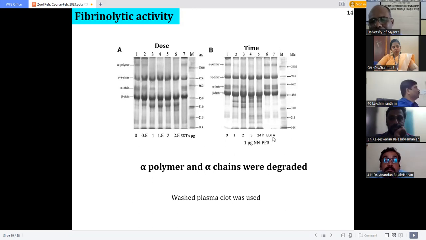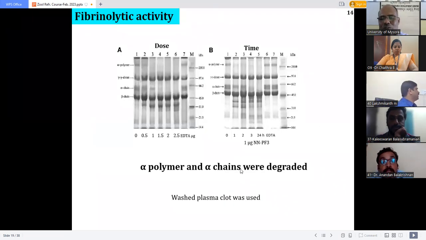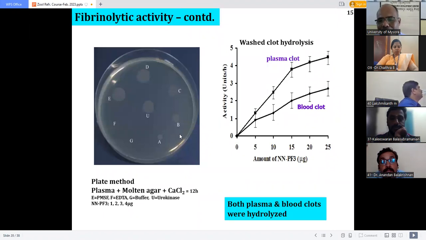The degradation property is inhibited by EDTA. Look at this. This is in presence of EDTA. These two are EDTA treated ones. So EDTA is inhibiting the fibrinolytic activity of our enzyme, suggesting once again our protease is a metalloprotease. Alpha polymer and alpha chains were effectively degraded. We used washed plasma clot for this study. And this is again to show the fibrinolytic activity in a different method. This is through SDS-PAGE under non-reduced condition, and this is just a plate method over here.